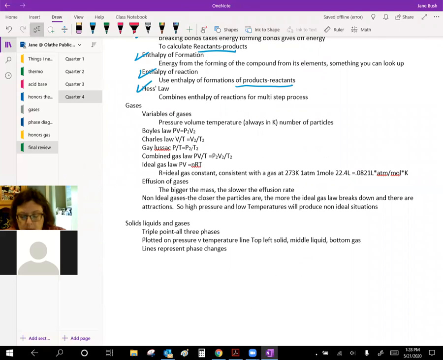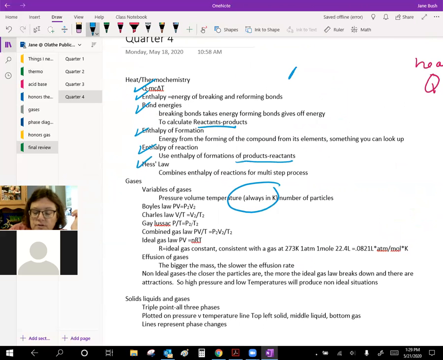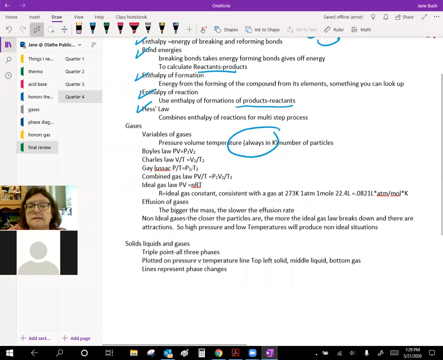Gases. You guys know things that affect gases. Gases is actually something that I covered fairly well in Gen Chem. The most important thing, you have to change it to Kelvin. Up here, because you're dealing with changes in temperature, and Celsius and Kelvin are the same size, it can either be in Celsius or Kelvin. But if we're talking gases, Kelvin, Kelvin, Kelvin. Has to be changed to Kelvin.